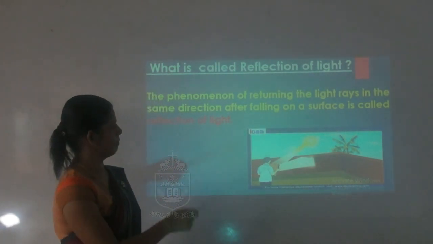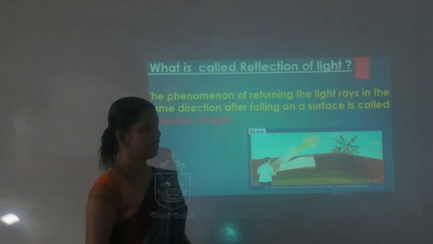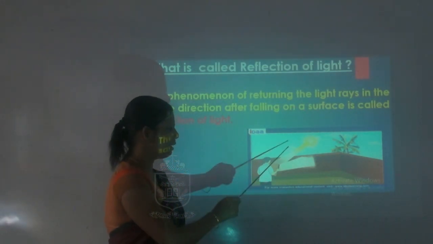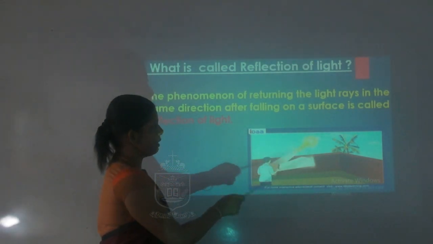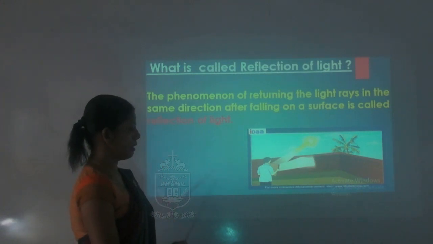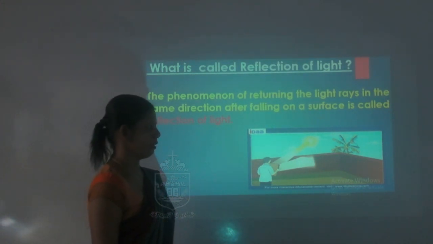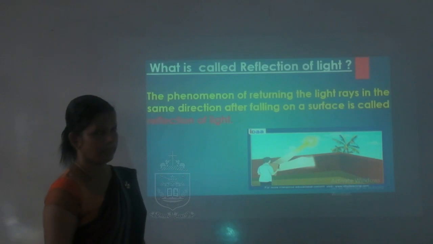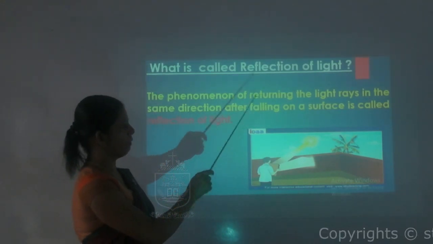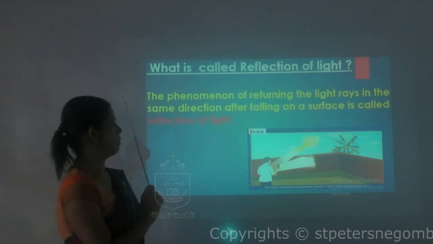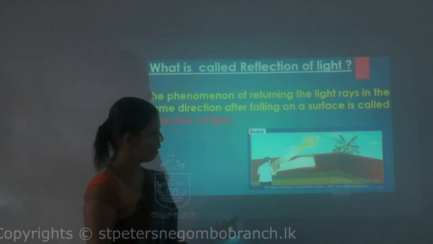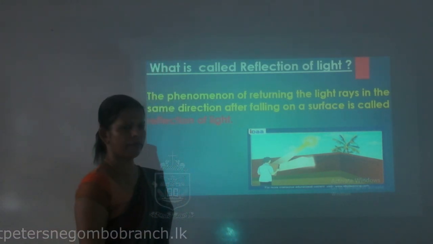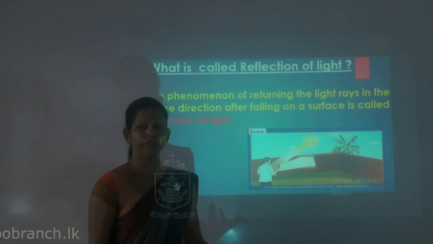Reflection of light is a phenomenon of returning the light rays. You can see the returning light rays, this is the infrared light, returning the light rays in the same direction after falling on a surface. That is reflection of light. Definition: the phenomenon of returning the light rays in the same direction after falling on a surface is called reflection of light.